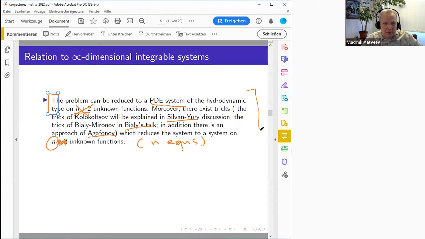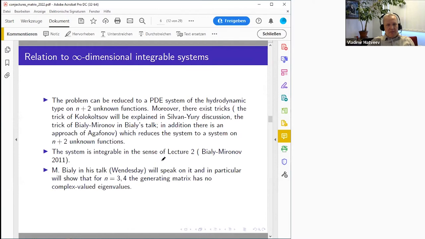So it's just that the system is integrable in the sense of lecture two. And this will hopefully be explained by Misha Bialy in his talk on Wednesday. In particular, he will show a very spectacular application of the infinite dimensional integrability in this case. So he will show that for k equal to 3 and 4, for degree equal to 3 and 4, so it's not dimension, but degree of the integral, the generated matrix has no complex valued eigenvalues.